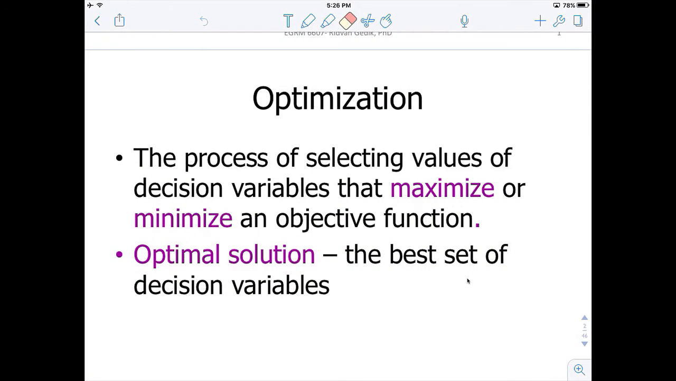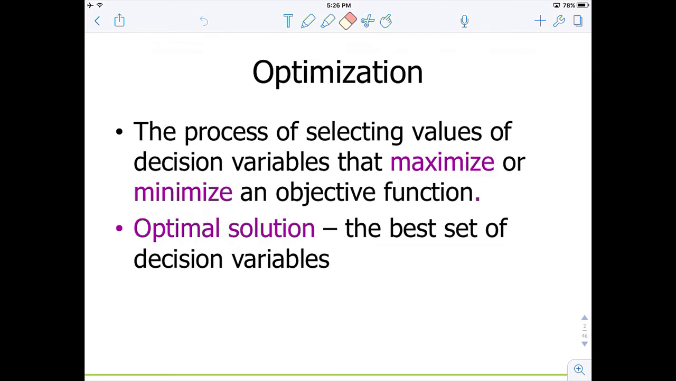Hello, in this video we are going to understand the basics of optimization. The main problem here is to understand what optimization is, and on this slide you see a very basic definition of optimization. It says that optimization is the process of selecting values of decision variables that maximize or minimize an objective function. There are two or three critical elements given in this definition.